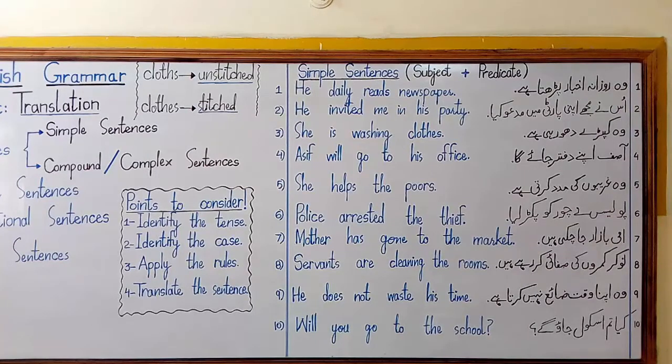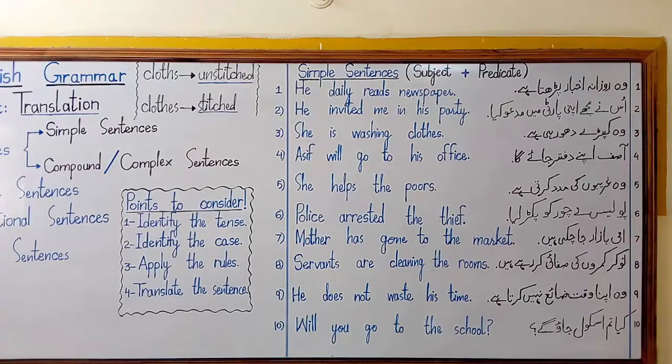Sentence number 8. नौकर कमरों की सफाई कर रहे हैं. Yes, this is present continuous. Something is going on right now. So this is a continued action in present. नौकर कमरों की सफाई कर रहे हैं. If for example this sentence is spoken when you are watching that they are doing some work or some action is going on. So नौकर कमरों की सफाई कर रहे हैं. Servants are cleaning the room. Very correct. Excellent.